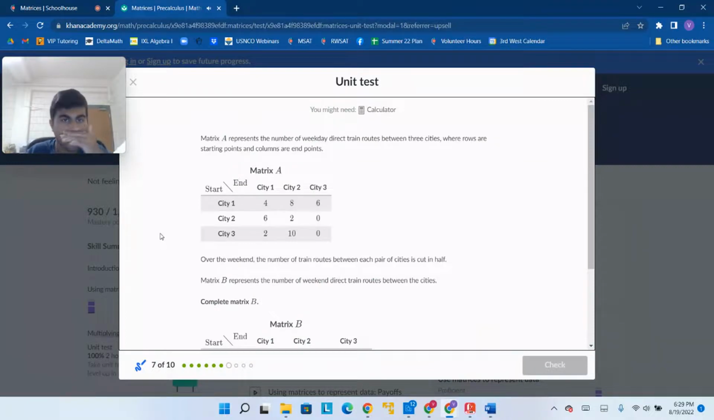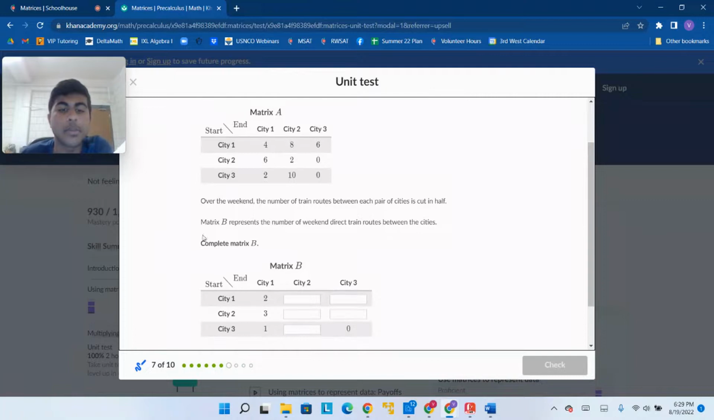Matrix A represents the number of weekday direct train routes between 3 cities, where rows are starting points and columns are endpoints. Alright, so we have start slash end, city 1, city 2, city 3 for both of them. Over the weekend, the number of train routes between each pair of cities is cut in half. Matrix B represents the number of weekend direct train routes between the cities. Complete matrix B. So we're just dividing everything by 2.